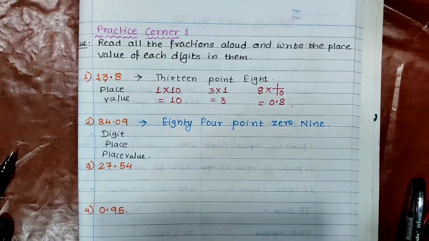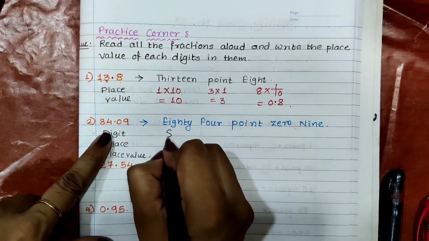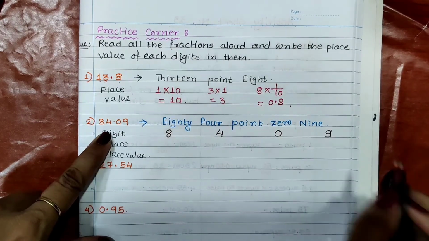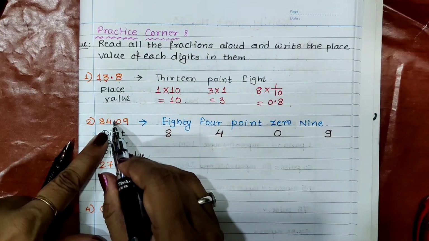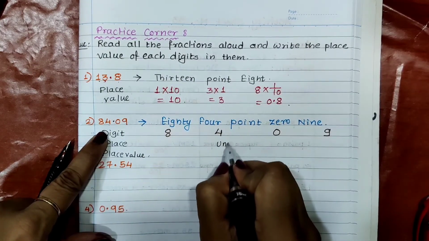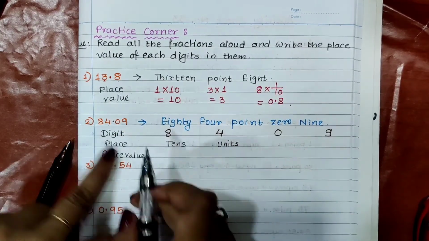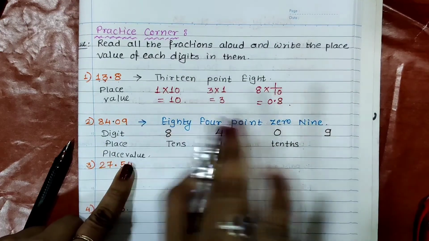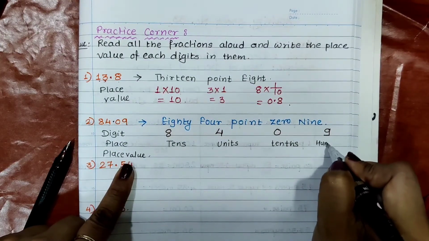So it will be easy to understand. First the digit is 8, then second is 4, then 0 and then 9. Okay. So place of 8. See, on the left side of decimal point, first is units. Then there is tens. On the right hand side, first one is tenths. Okay, units is not there on the right hand side. It starts from tenths. Then there is hundredths.